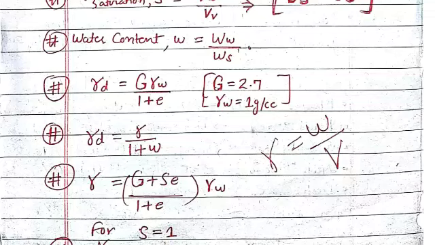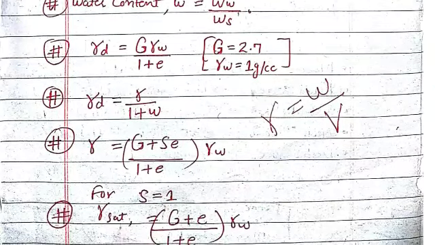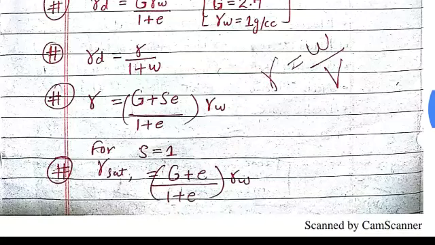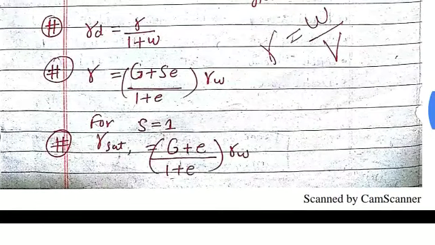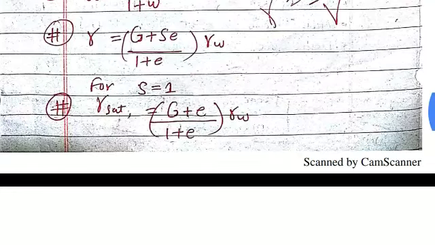and that is unit weight equal to weight upon volume. Next one, unit weight is also equal to (G plus Se) upon (1 plus e) into gamma w, where G is specific gravity, S is degree of saturation, e is void ratio, and gamma w is unit weight of water. For saturation equal to 1, gamma saturated is equal to (G plus e) upon (1 plus e) into gamma w.